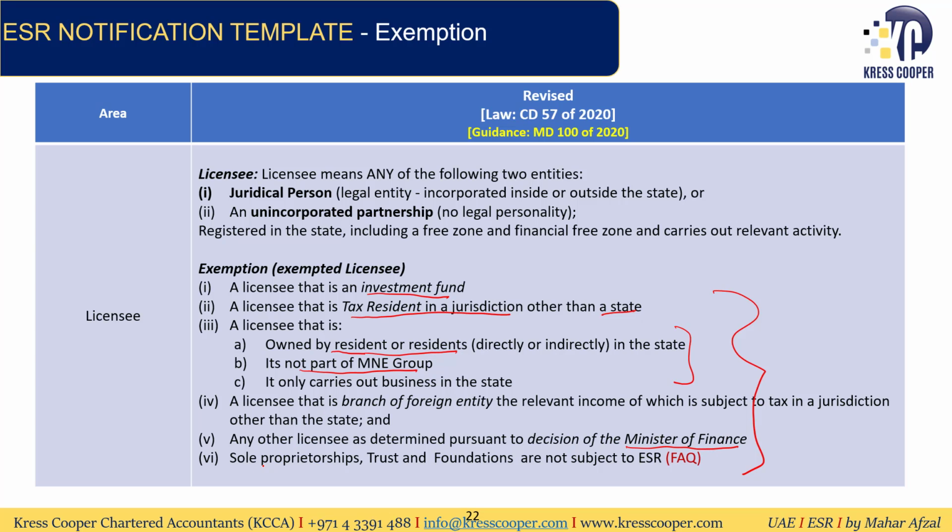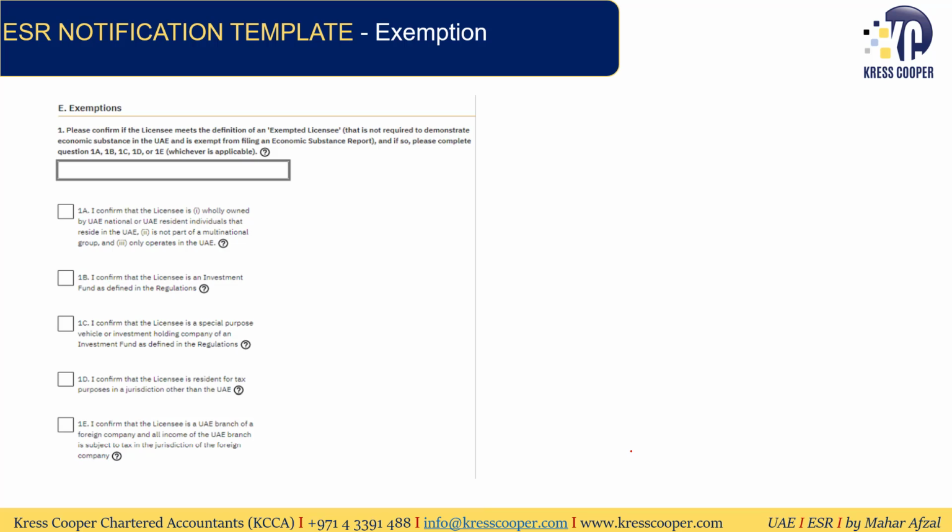Moreover, we discussed that sole proprietors, trusts and foundations are not subject to ESR. In the notification template, they have given a specific questionnaire based upon this definition of licensee.